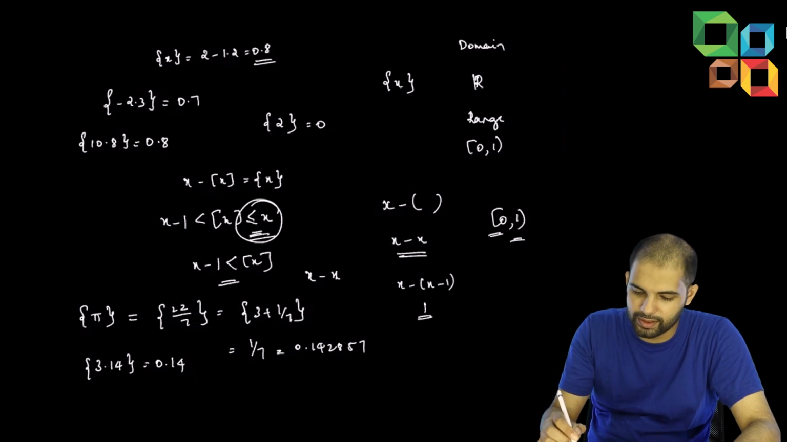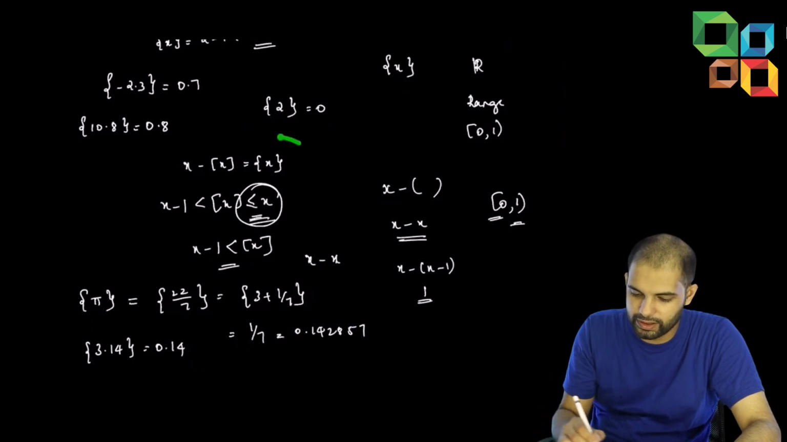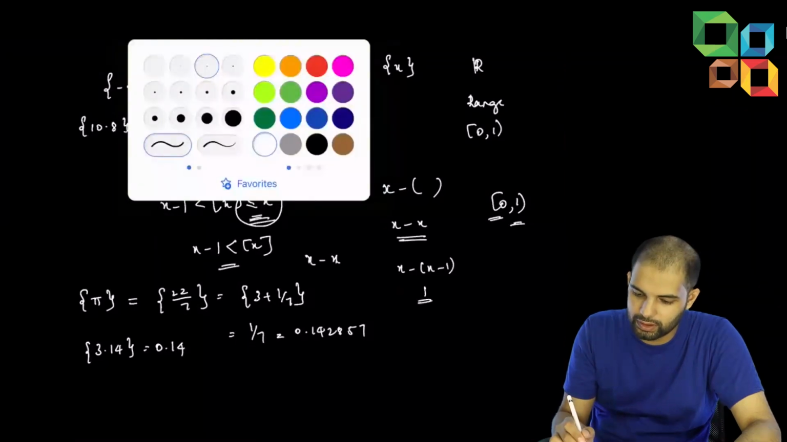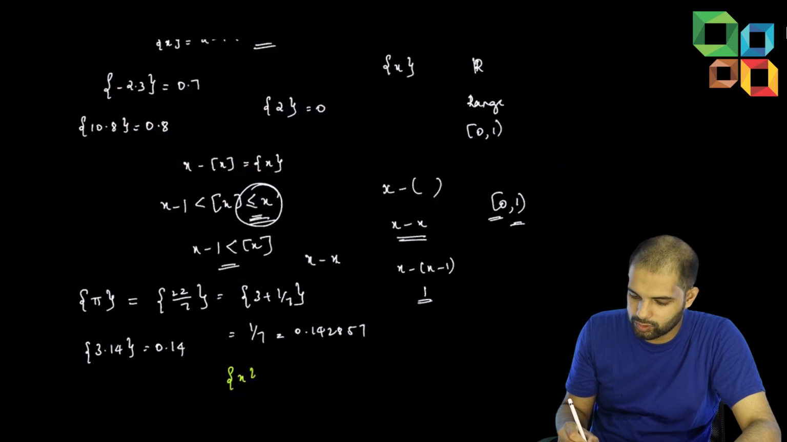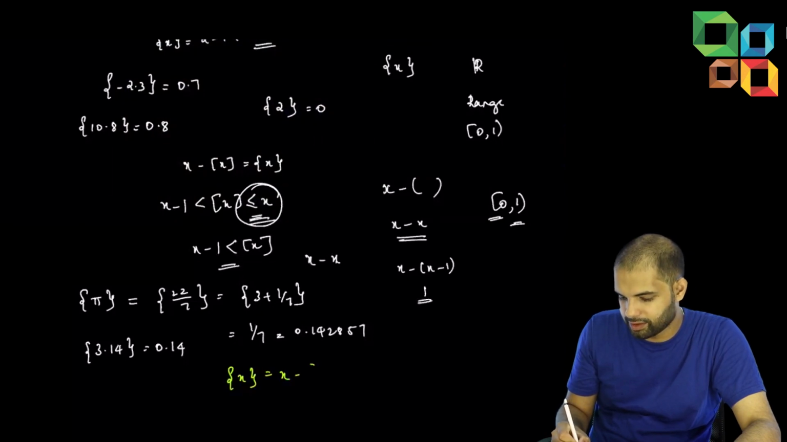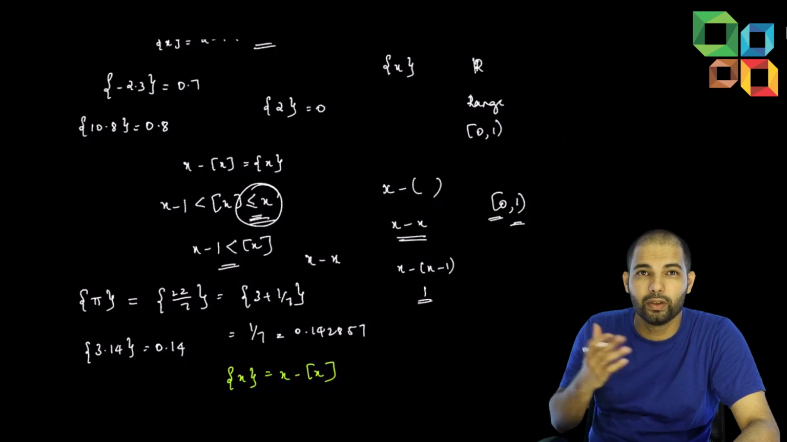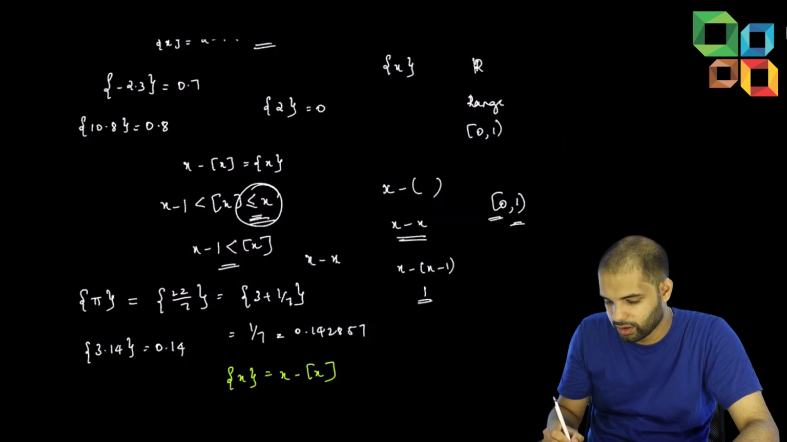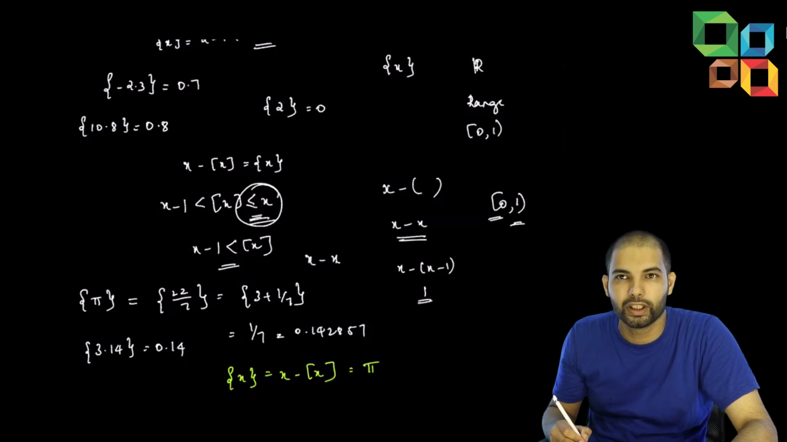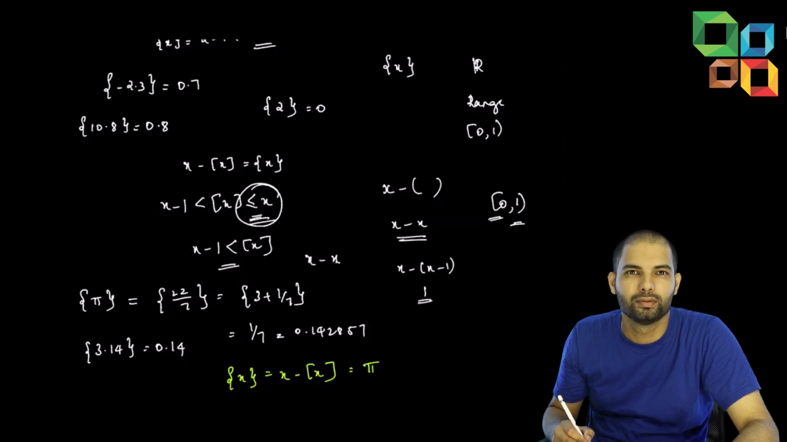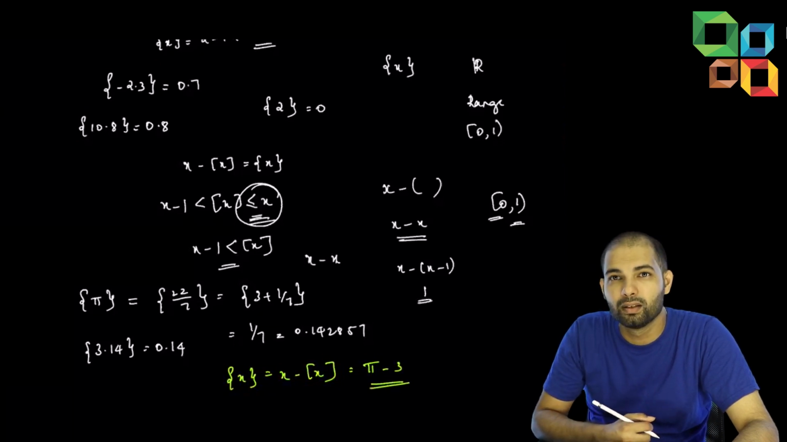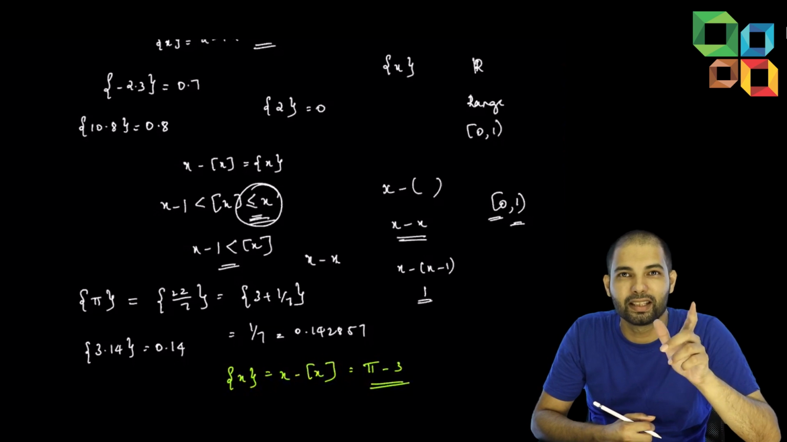See, what does the definition say? Fractional part is x minus integer part. So whenever in doubt, please go to the definition. If you're not sure what the value is, go back to the definition. So what is x? X is pi. What is the integer part of pi? 3. So is pi minus 3 a good answer? Can you see pi minus 3 is taking care of that irrational part?